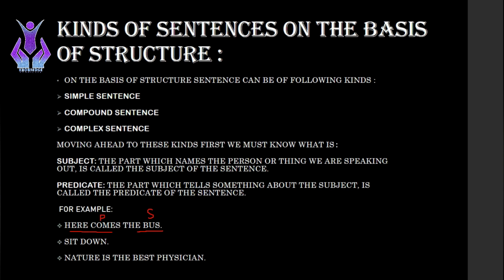In imperative sentences, for example the second example, sit down. It is a kind of imperative sentence. Usually in imperative sentences the subject is left out. In sit down, you is the subject which is hidden, but it is understood. The next one is nature is the best physician. Here nature is the subject and best physician is the predicate. We are describing nature, that it is the best physician.